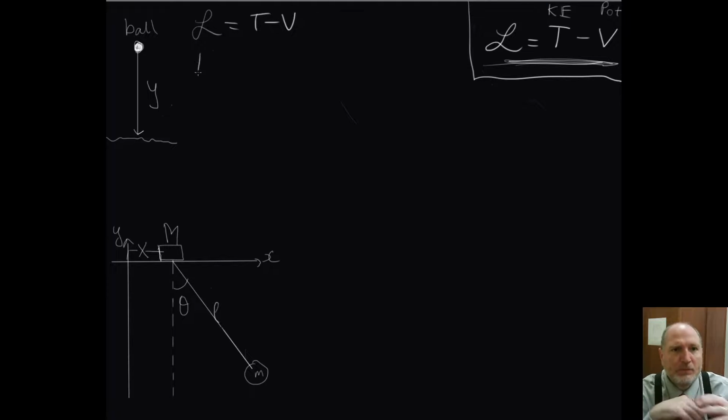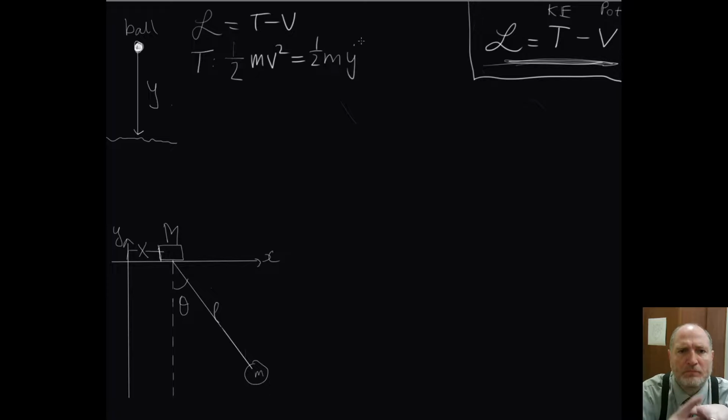Our first port of call is to find T. This system's only got one object, just this one ball falling down here. And we know the kinetic energy of an object is going to be a half mv squared. Remembering that we can write our velocity in terms of our position, and the velocity is entirely in the y direction, we can write this as a half m y dot squared.